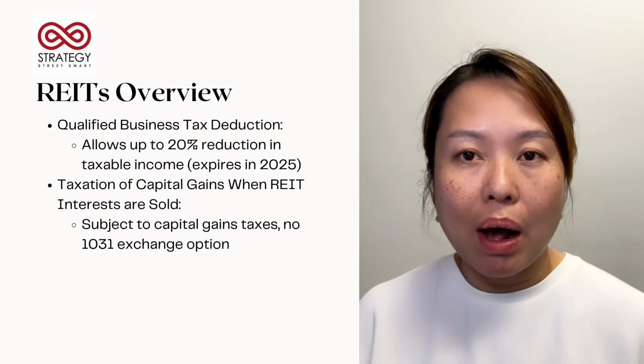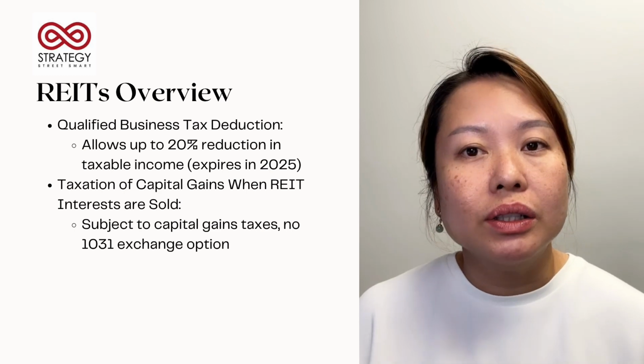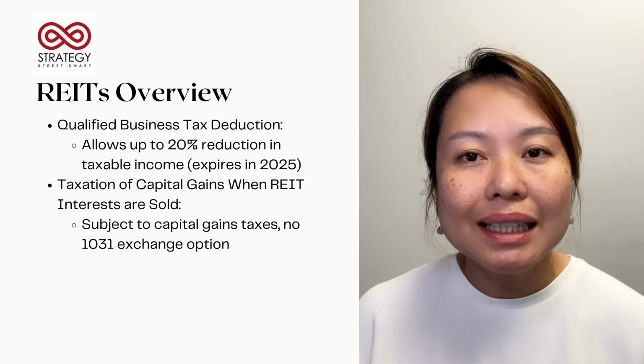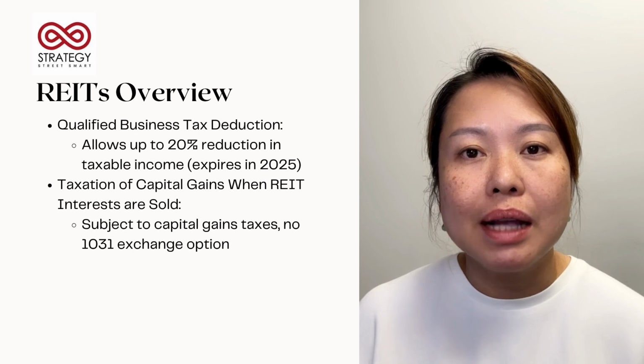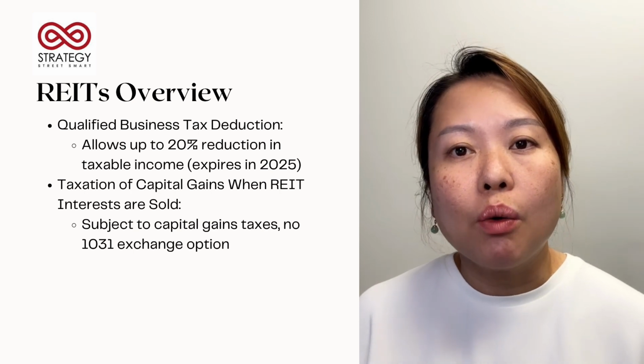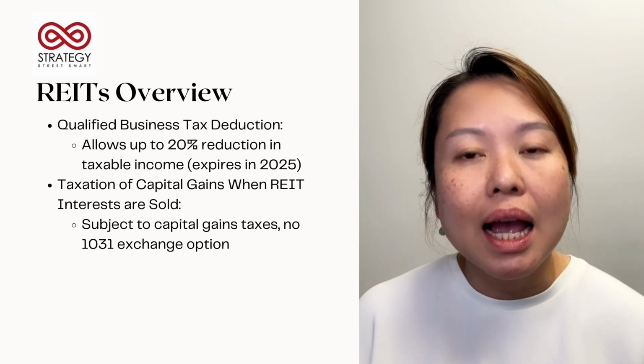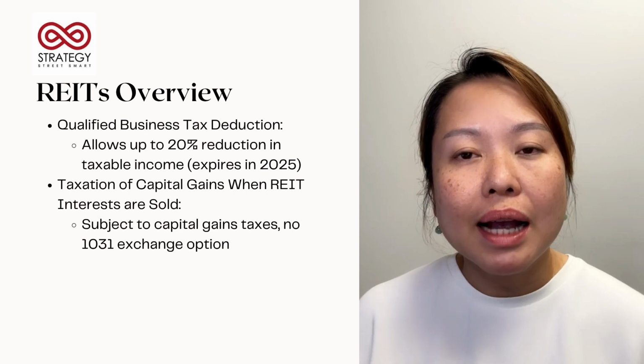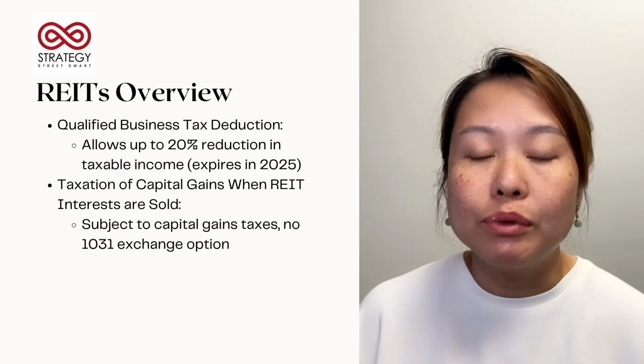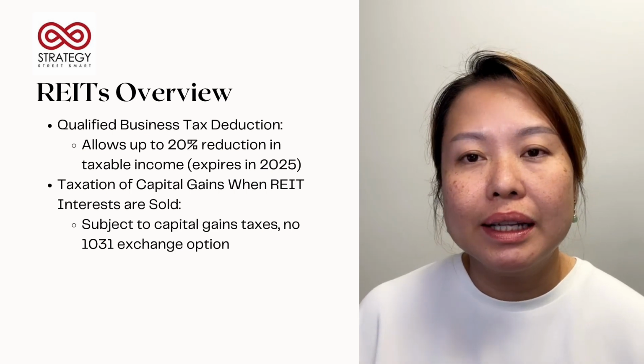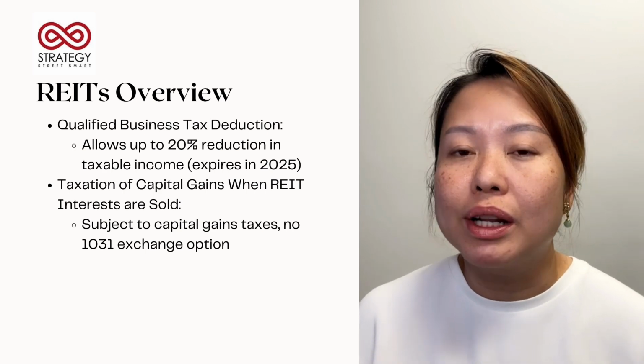Let's talk about the qualified business income deduction. The Tax Cuts and Jobs Act of 2017 introduced the qualified business income deduction, allowing investors to reduce taxable income from REITs by up to 20%. Unfortunately, the deduction is set to expire in 2025.